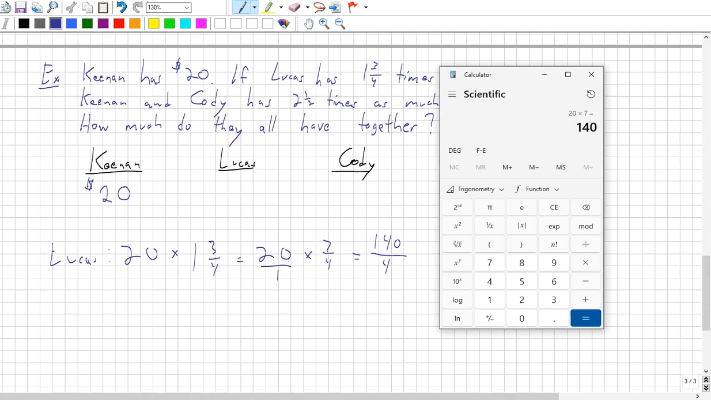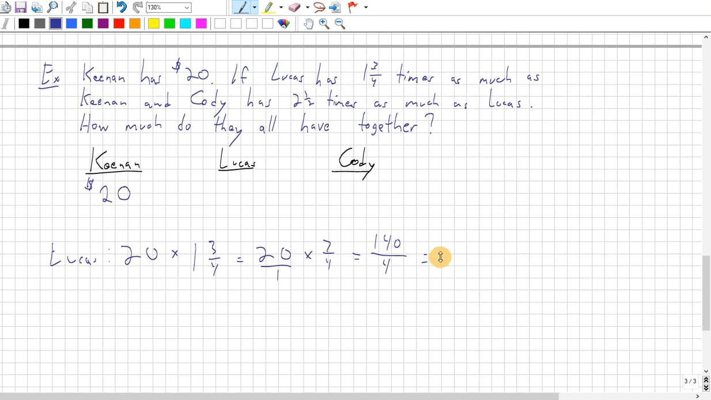And let's see if that goes in evenly. 140 divided by 4, 35. So Lucas has $35. Okay, that's just for Lucas. Now Cody has 2.5 times as much as Lucas. So I have to take what Lucas has, which was 35, and multiply it by 2.5.